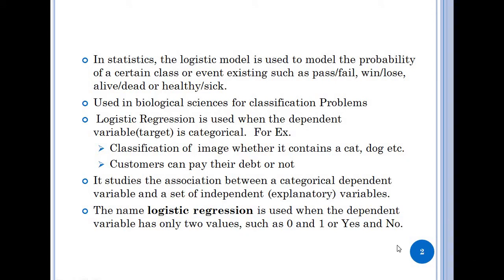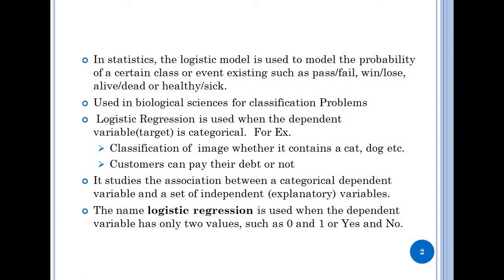In statistics, the logistic model is used to model the probability of a certain class. So here we are trying to classify the probability of a certain class or event existing, like whether the person will pass or fail, win or lose, be alive or dead, healthy or sick. So likewise we are trying to classify things, whereas in linear regression we are not doing so. We are trying to predict the continuous values, what will be the next value. But in logistic regression we are trying to classify. So here it is used in biological sciences mainly for classification problems.